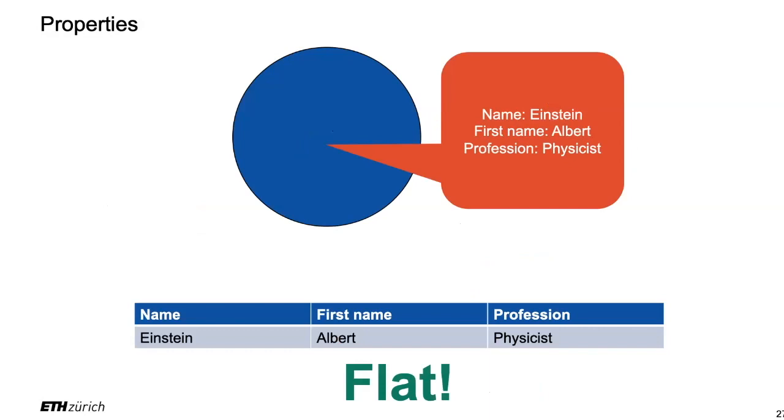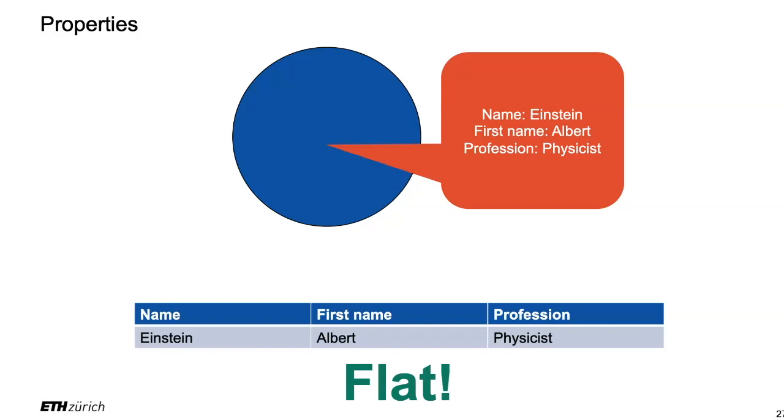So what is a property like that, or a set of properties? In that case, we have a node that has 3 properties. A property is a key and a value, right? A key and a value. So we have one property that is named Einstein. We have a second property that is first name Albert, and a third property that says profession physicist. Right? So these are 3 properties.